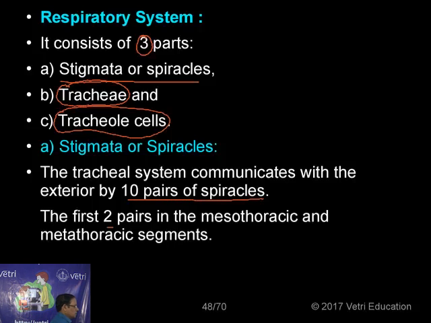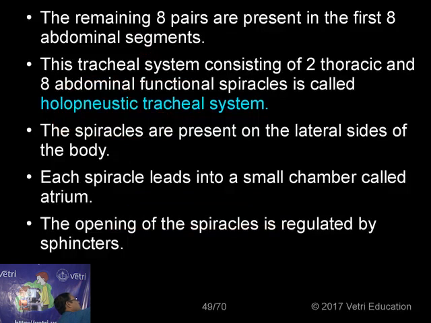Now, of these 10 pairs, the first 2 pairs are in the mesothoracic and metathoracic segments, 1 pair each. The remaining 8 pairs are present in the first 8 abdominal segments, through which air is drawn in and given out. So I mentioned 2 pairs of spiracles in the thoracic region and 8 pairs in the abdomen.